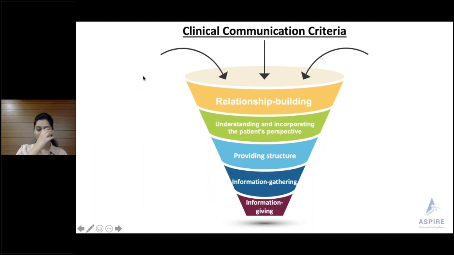So let's look into the clinical communication criteria. Each of these is marked out of 3 and you will have to get a 2 to get a B grade. So it includes relationship building, understanding and incorporating the patient's perspective, providing structure, information gathering, and information giving.